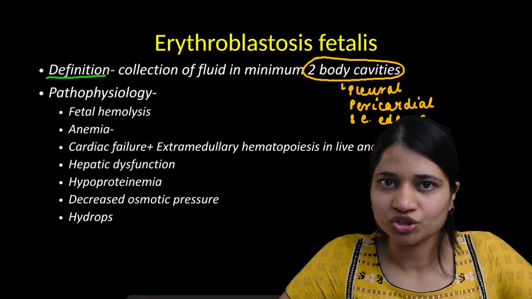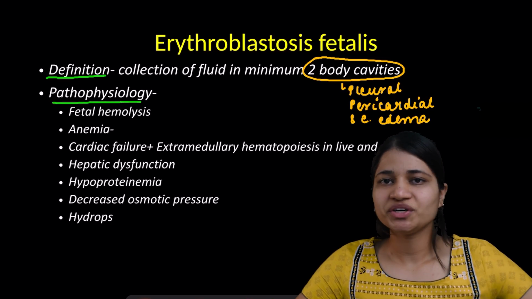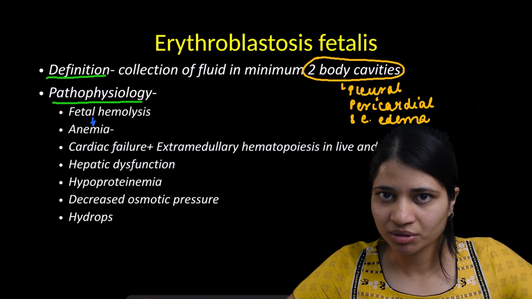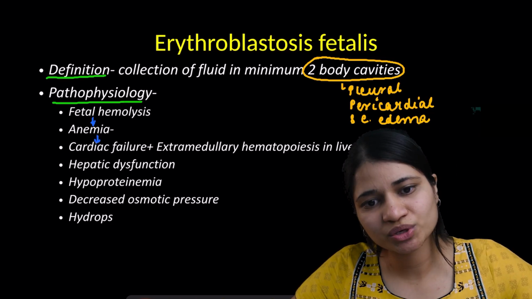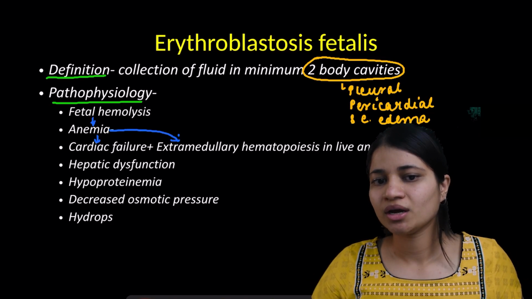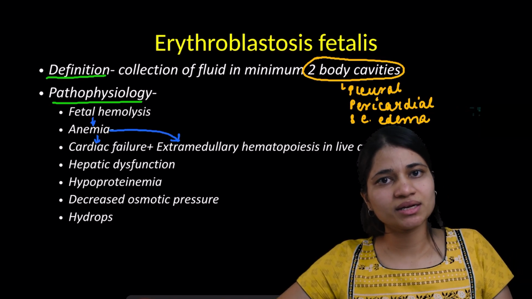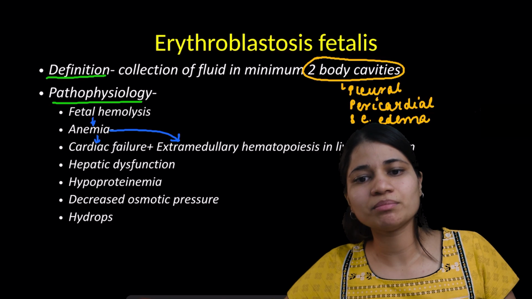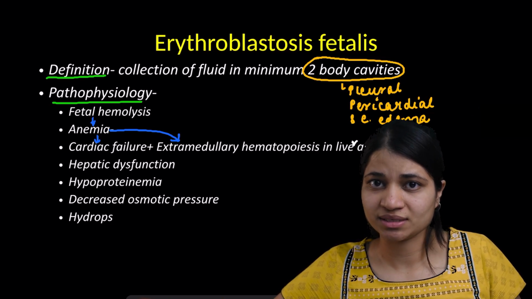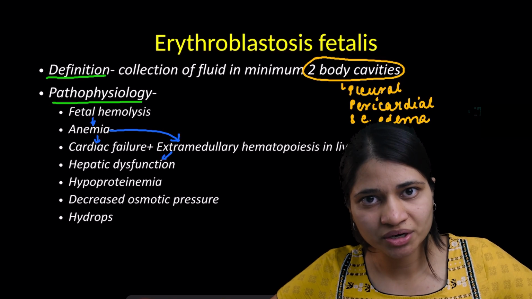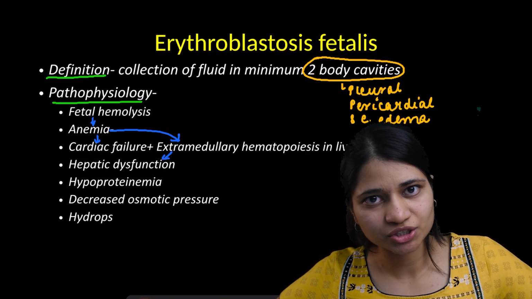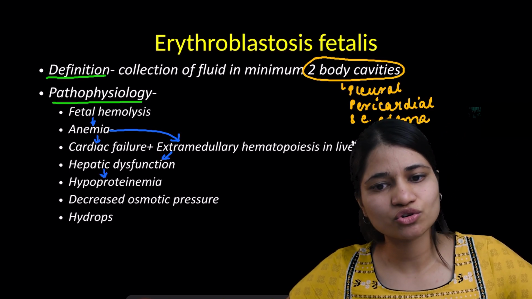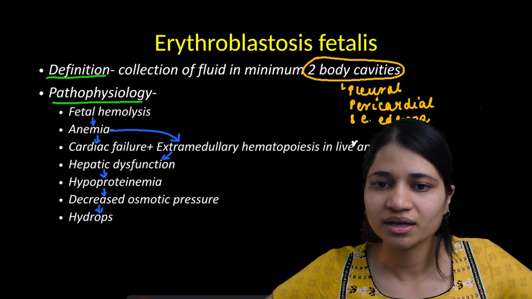What is the pathophysiology? See, whenever there occurs fetal hemolysis, because of hemolysis, the baby will develop anemia. This anemia will then cause hyperdynamic circulation, which will predispose the baby to cardiac failure. Now because of anemia, there will occur decreased blood supply to the essential organs. Also, the liver and spleen try to compensate by causing extramedullary hematopoiesis. Now whenever there is excessive burden on the liver, this can cause liver dysfunction. Whenever the liver is compromised, there will occur hypoproteinemia, causing decreased osmotic pressure, and this will then result in hydrops.